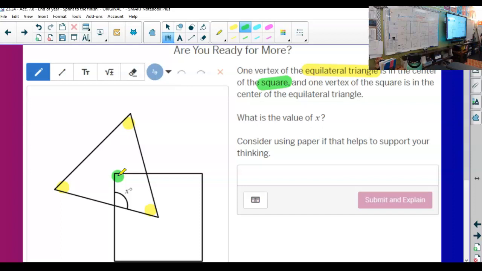I know how many degrees are in a triangle, but do I know how many degrees are in quadrilaterals? 360. Apparently, you do know how many degrees are in a quadrilateral.